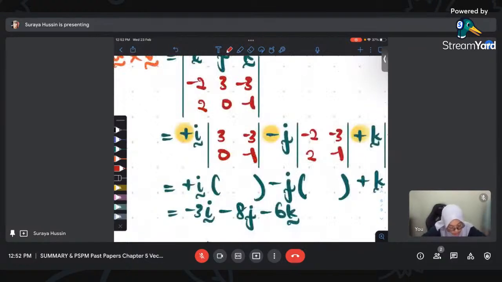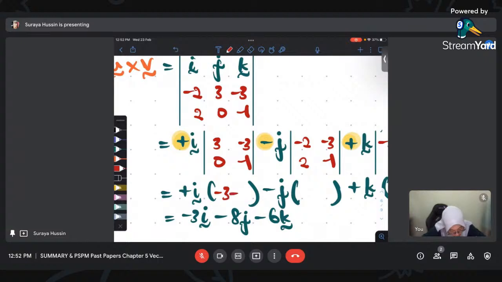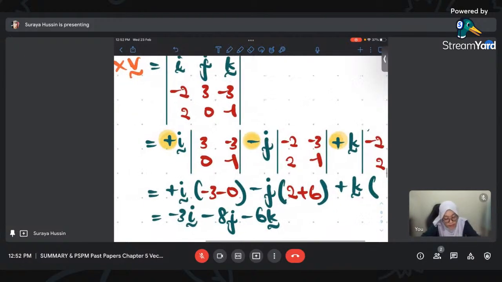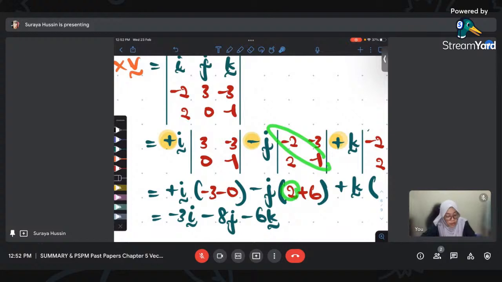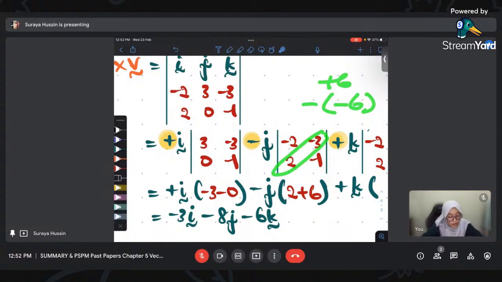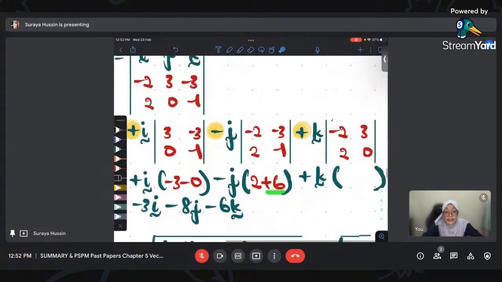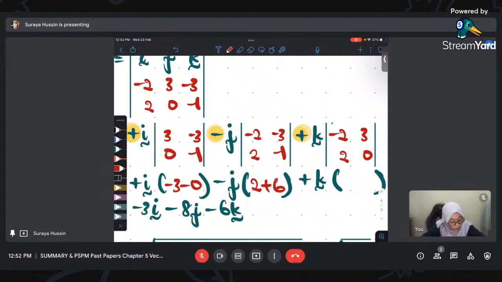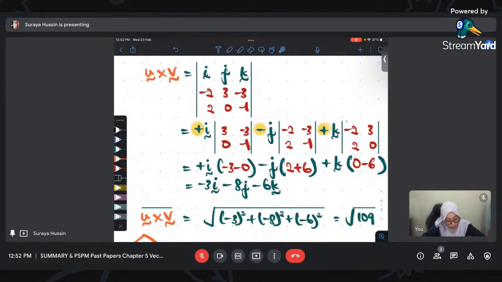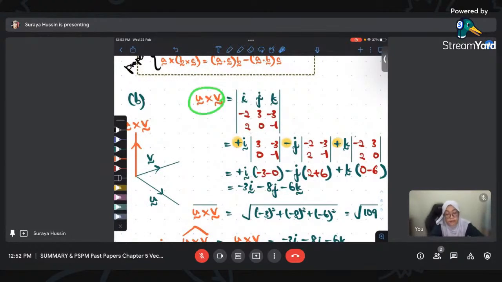And so the answer is -3 minus 0, 2 minus plus 6. Nah, dia dah jadi plus lah sebab yang ini memanglah 2. This is 2. But minus with -6. Minus with -6 gonna give us positive 6. Inilah positive 6. Hati-hati ya cara kira tu. Dan belakang ni pula 0 minus 6. See? And so we got the answer -3i minus 8j minus 6k. So I got the answer for U cross V.